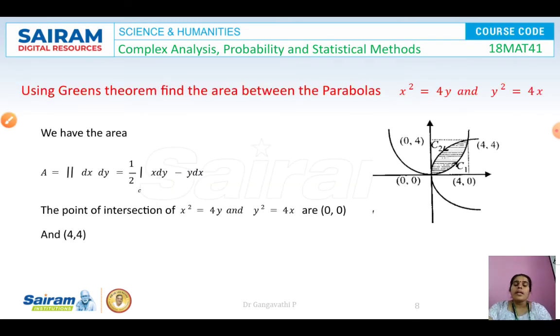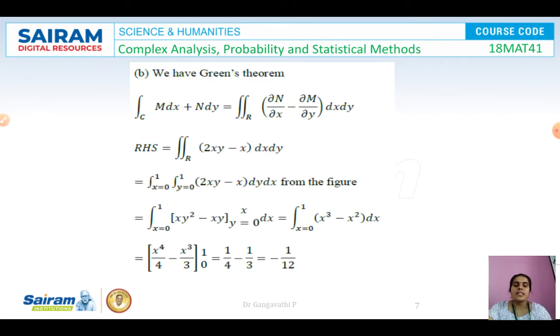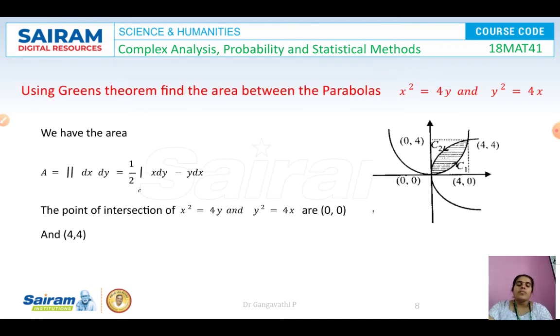So you can observe in both the cases the answer is same, whereas the methods are different. By using Green's theorem, we could get the complete answer within 3 to 4 steps, whereas direct integration has taken a little bit more time. So that is the advantage of Green's theorem over the direct integration method. So let us see another example.